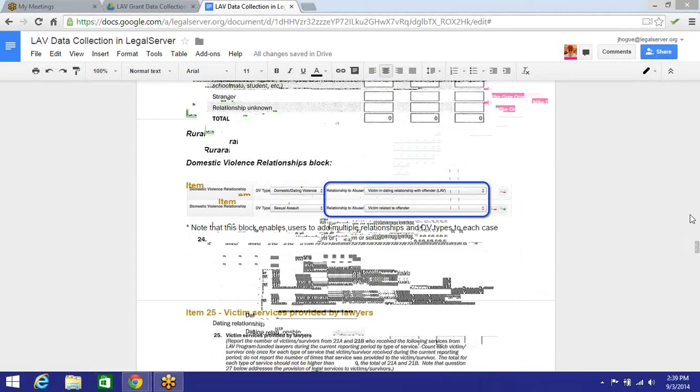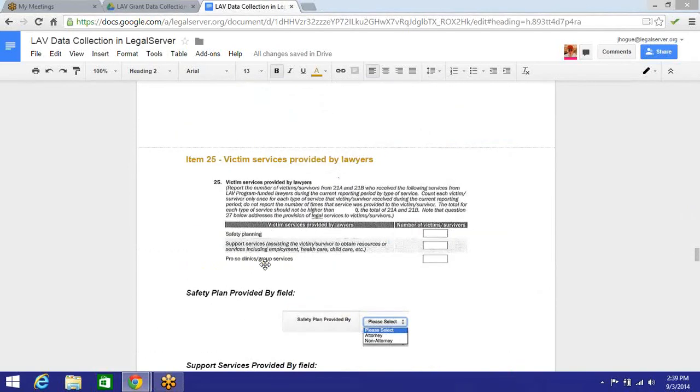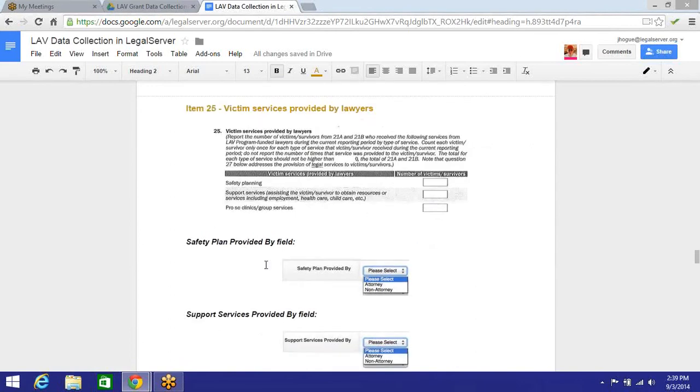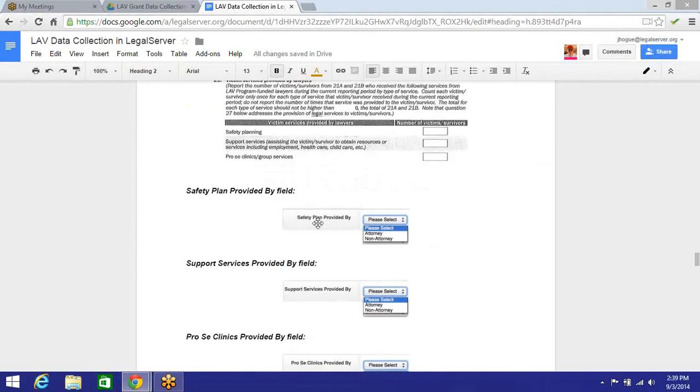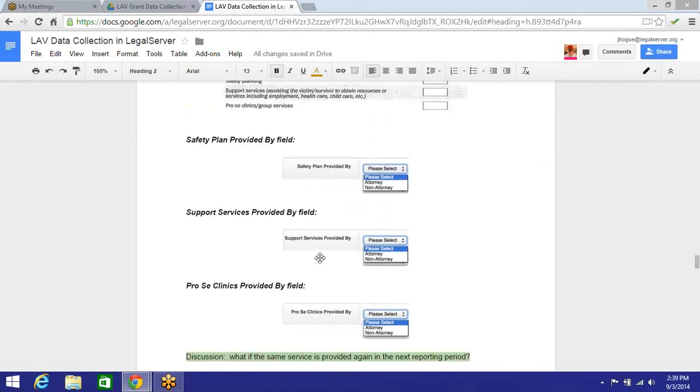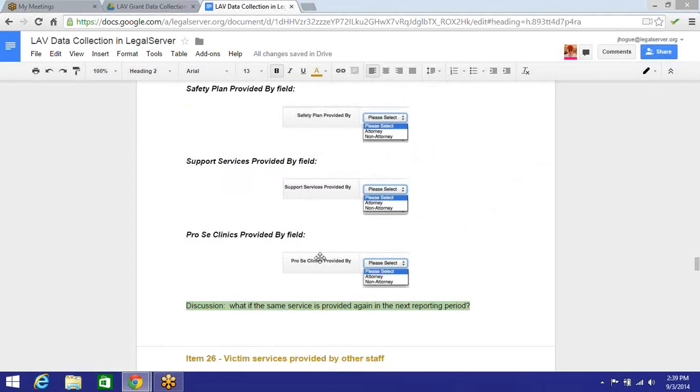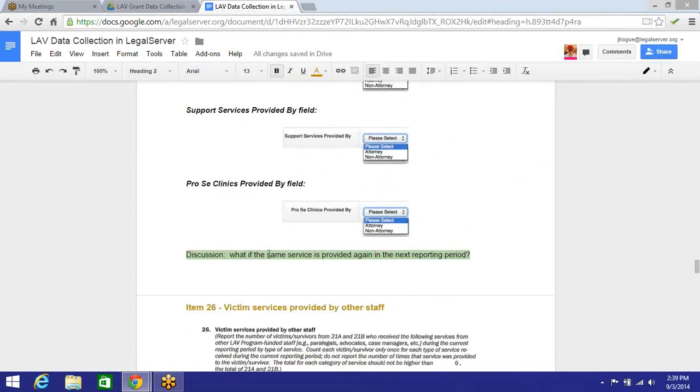Oh, great. When Ron or Mike posted in the chat a link straight to using bins in the reports manual, the discussion of how to use a bin in reports as it appears in the reports manual. Great. So 25 is victim services provided by lawyers. This is typically just separate lookups. We have safety plan provided by attorney or non-attorney, support services provided by attorney or non-attorney, and pro se clinics provided by attorney or non-attorney.